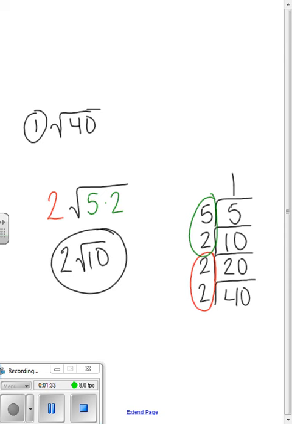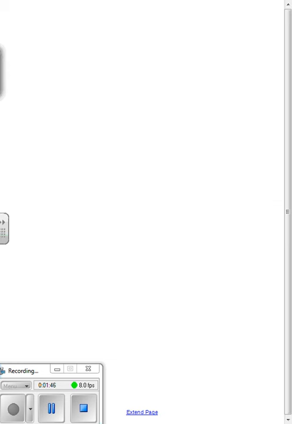So you're going to use a prime factor ladder to get all of the factors. Look for groups of 2. If you have groups of 2 of something, they come out as just 1 of those. The other one I'm going to do with you is number 16. Number 16 is the square root of 72.